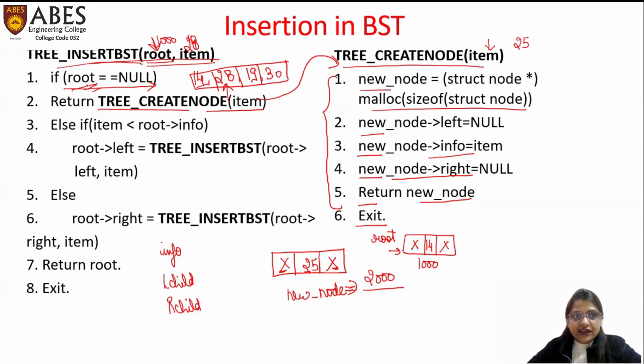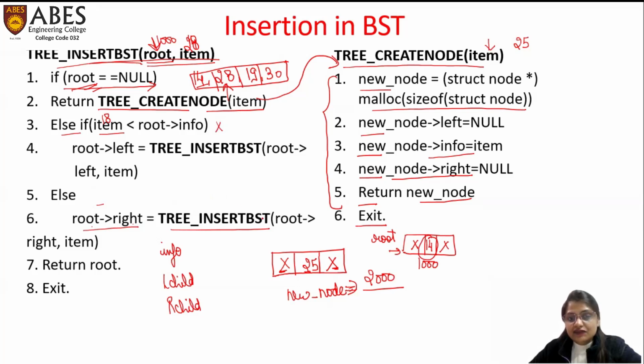We will check whether root is equal to null. No, because now the root value has been updated to 1000. Then it will go to the else part. In the else part, we are comparing whether item, which is 28, is less than root info. Root info is 14, and item is 28, so this condition will not be executed. It will go to the else part and assign root right equal to tree insert, which is again recursively calling the same procedure.